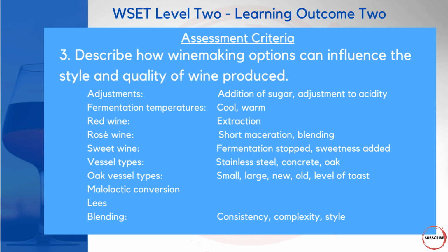So what does stainless steel bring to the wines? What would concrete bring to the wines? As well as oak maturation, and moving on here to what oak vessel types actually bring to the wine. So small barrels, large barrels, new oak versus old oak, and the level of toastiness that you might expect dependent upon the oak options that have been made by the wine producer. You're also going to cover off some specifics on what that brings to the wine, things like malolactic conversion and lees aging. And then finally, you're going to be looking at the blending of wines as well.